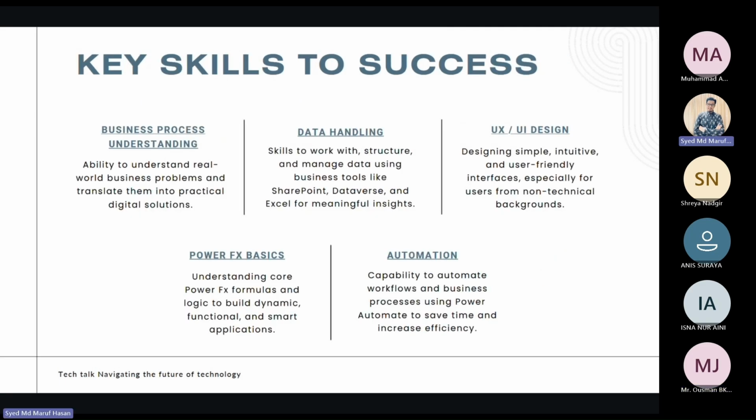So what are the key skills to success? Business process understanding. You must have the ability to understand real world business problems and also translate them into practical digital solutions. Then one of the skills we must know is data handling, working with and managing data like SharePoint, Dataverse, and Excel for meaningful insights. And then we must know UX and UI design. As I said, with Power Apps, we can build apps, so designing simple user-friendly interfaces, specifically for users from non-technical backgrounds. This is one of the skills you can learn to succeed.